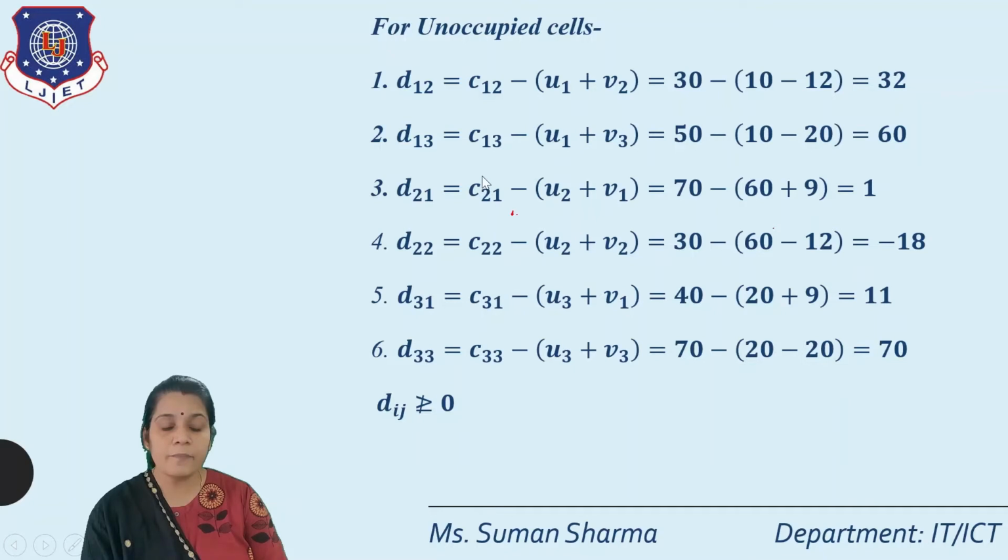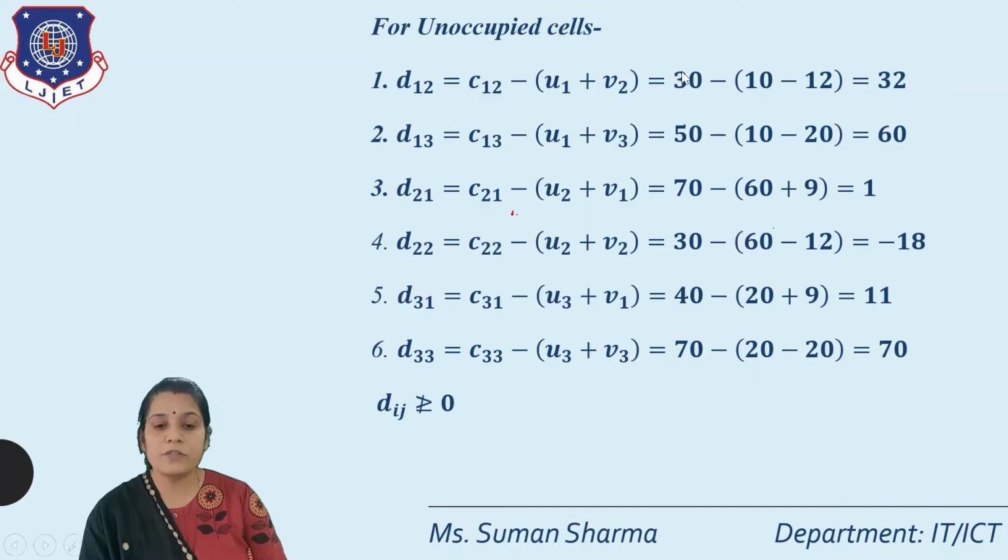Okay. So open this term. So D12, first you write here C12 and take here the minus sign. Open the bracket and 1, 2, that means first one is your row and second one is your column. So we write here U1 plus V2. C13, that means first row, so U1 plus V3. C21 minus U2 plus V1. C22 minus U2 plus V2. C31 minus U3 plus V1 and C33 minus U3 plus V3.